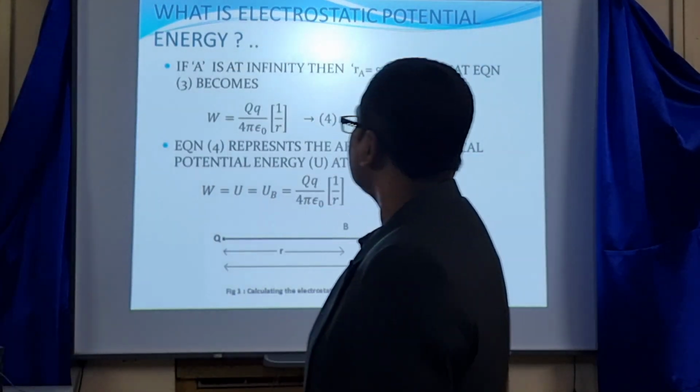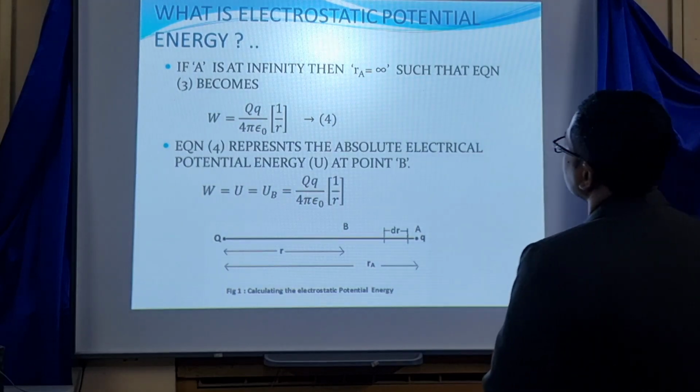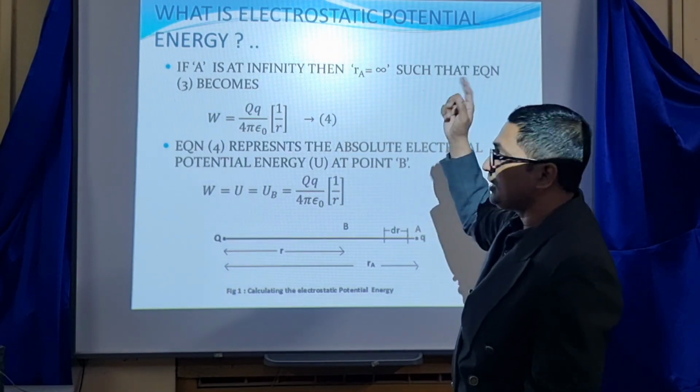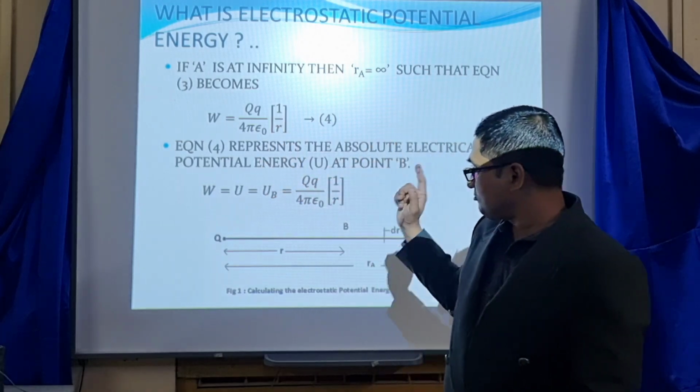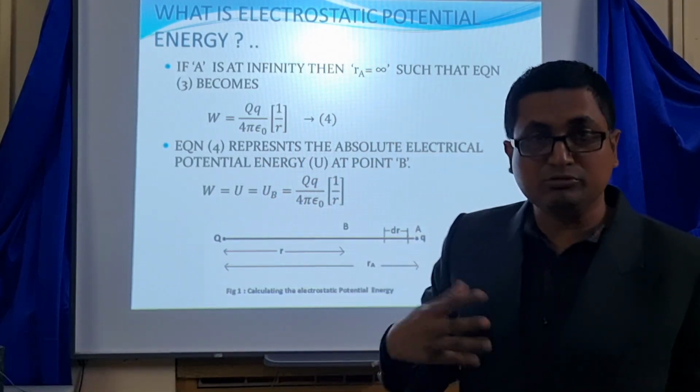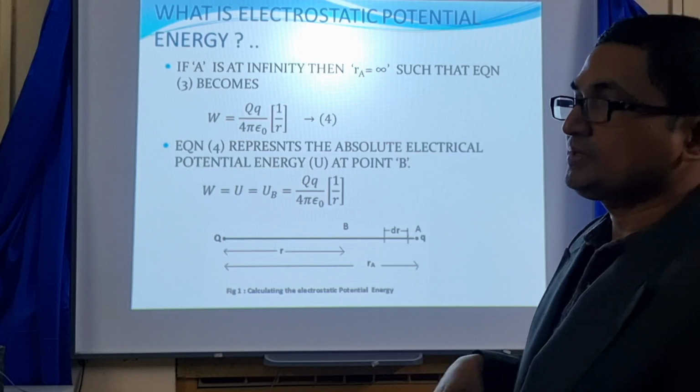Suppose now the point A is at infinity, that means R is infinity, and if R is infinity, then definitely 1 by infinity is 0, so that particular expression will become this. Now this equation 4 represents the absolute potential energy at point B.